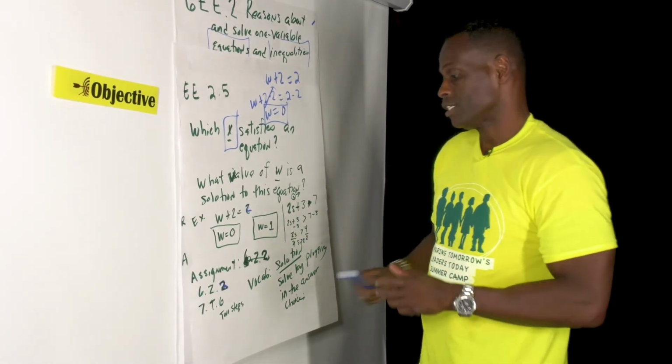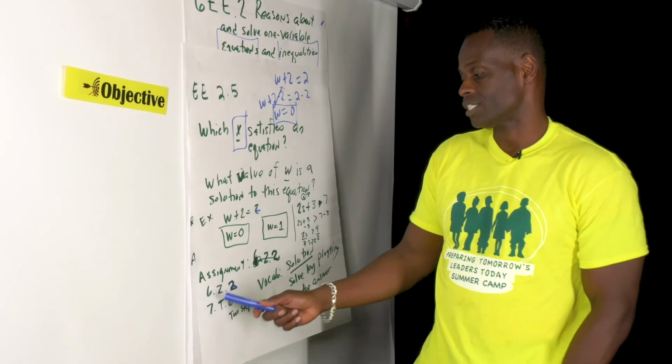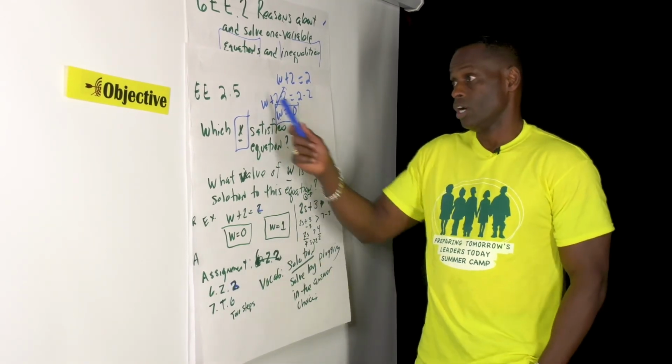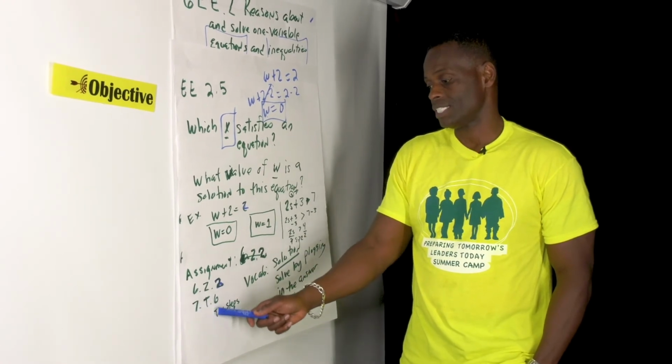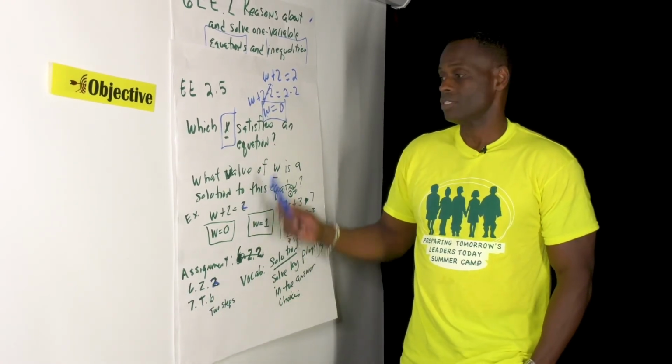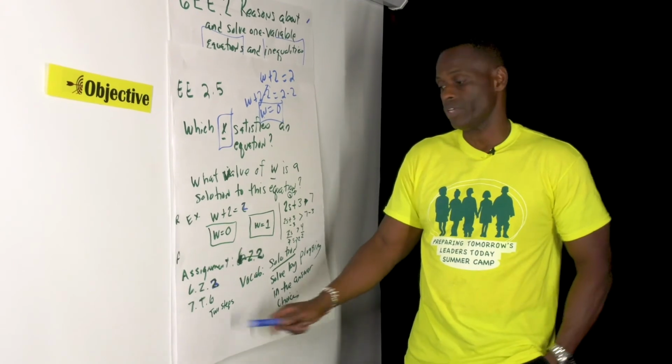So you guys in the 6th grade, you're going to practice this in the 6Z.2 on the EE 2.5, and 7th grade you're going to practice it on the 7T6, which is going to be 2 steps. 6th grade you're doing 1 step, 7th grade you're doing 2 steps.